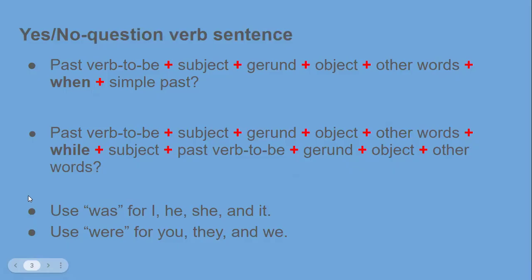Don't forget the rules. The rule says use was for the subject I, he, she, and it. Use were for you, they, and we. So these are the rules associated with the yes-no question verb sentence in the past continuous tense. Okay, so now let us apply the rules and the structures by doing some exercises in the following slide.